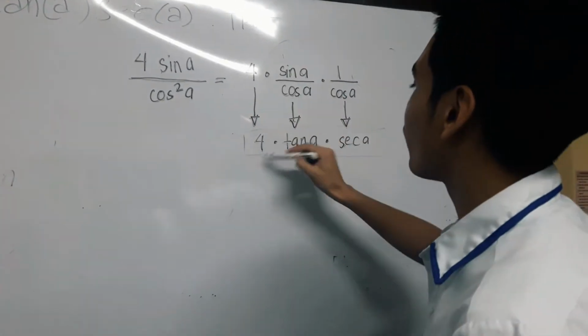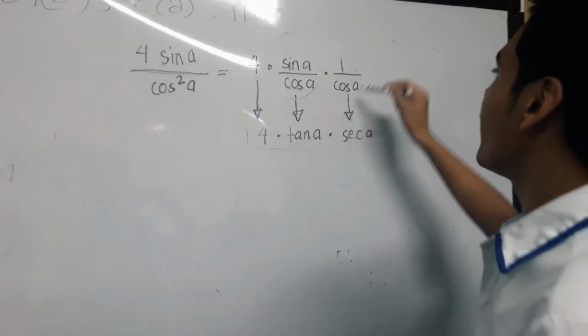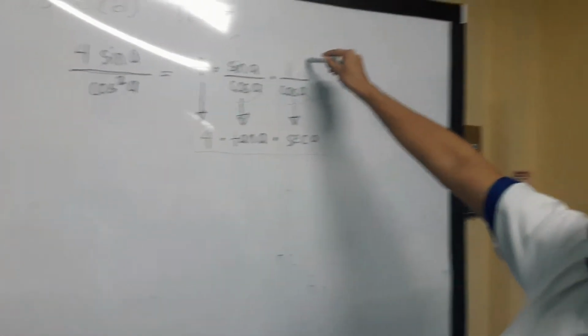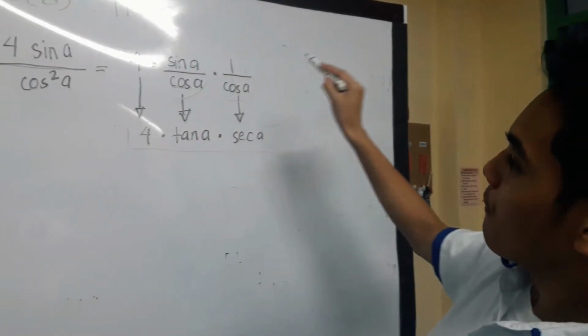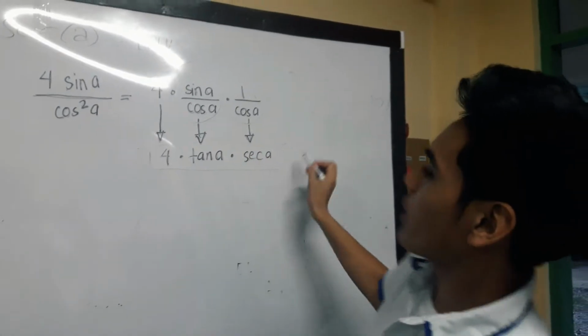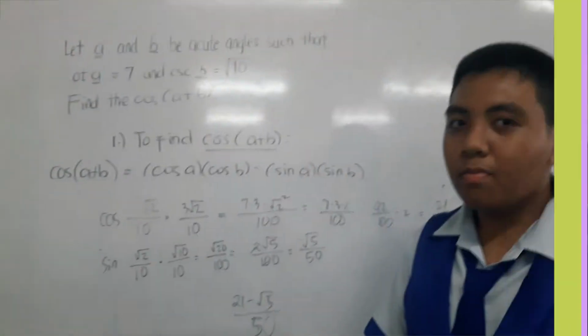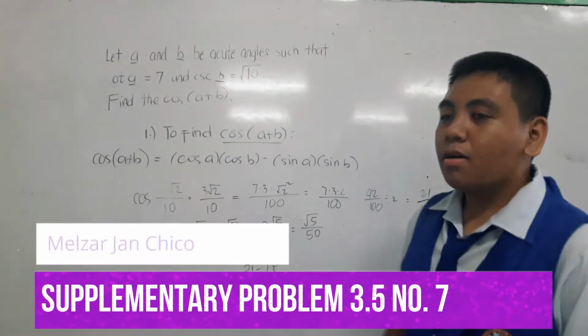So just copy it. 4 times, since this one, its identity is just equal to tangent A, and this one is the reciprocal form, secant A. So we have 4 times tangent A times secant A. So there, and it is true. Yes!